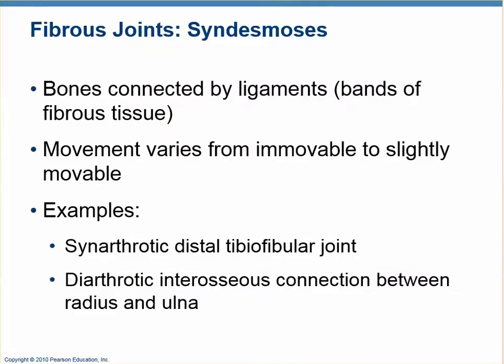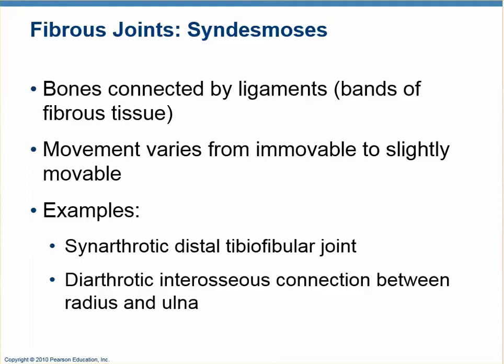Fibrous joints, syndesmoses, are joints connected by ligaments. They can be very movable joints. They can be completely diarthrotic. Most of them are kind of more amphiarthrotic. And it really depends on the length of the ligament that joins the two bones. If the ligament is short, there's not very much movement. If the ligament is longer, there is more movement.